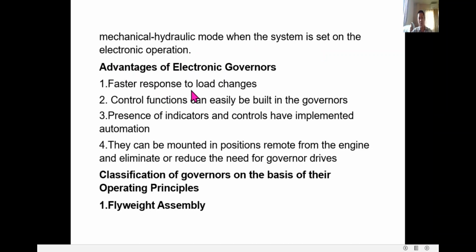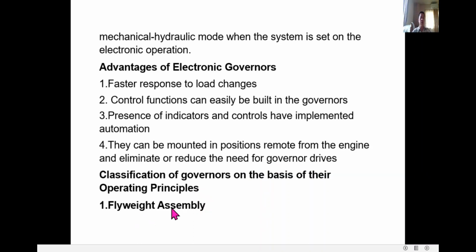So we have here the advantages of electronic governors. Faster response to load changes. Control functions can easily be built into the governors. Presence of indicators and controls has enabled automation. They can be mounted in a position remote from the engine, and eliminate or reduce the need for governor drives.